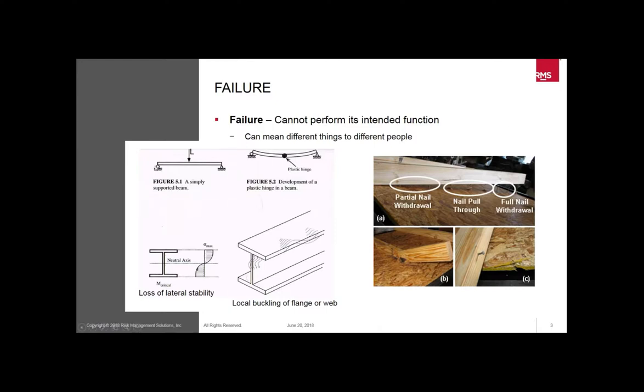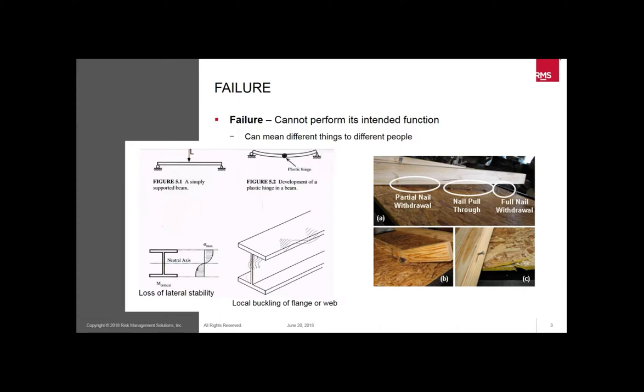So on the left, if we just have a simple beam, and we apply some kind of load in the middle of it, that beam is going to deflect under that load. Most of the time, we apply a load and we take the load off, and the beam springs back up to where it was before. However, one failure mode could be that there's a permanent deflection in that beam, something we call a plastic hinge that develops. And so the beam will sag. That could be a failure mode.